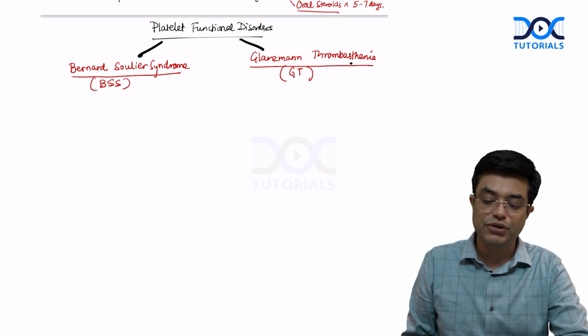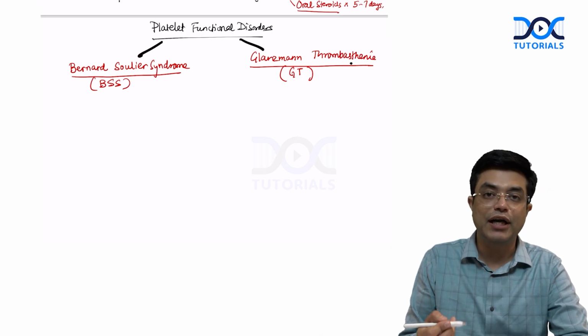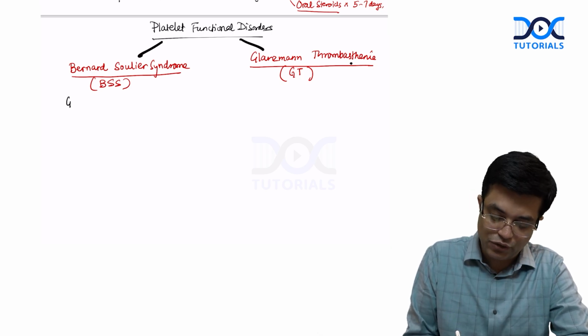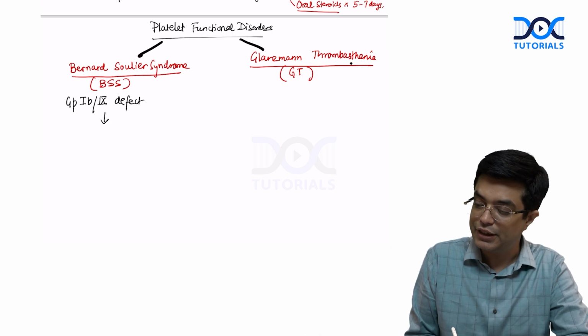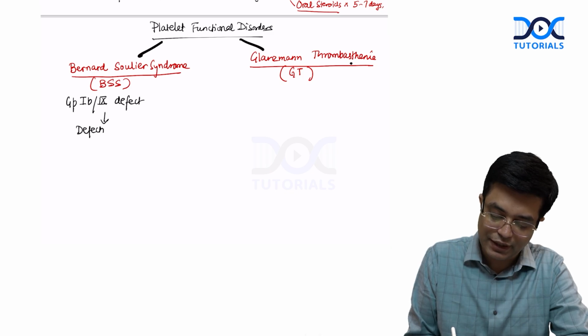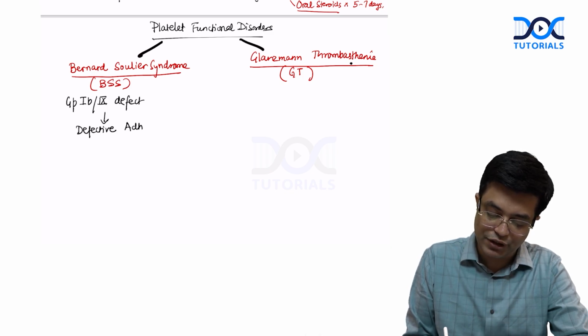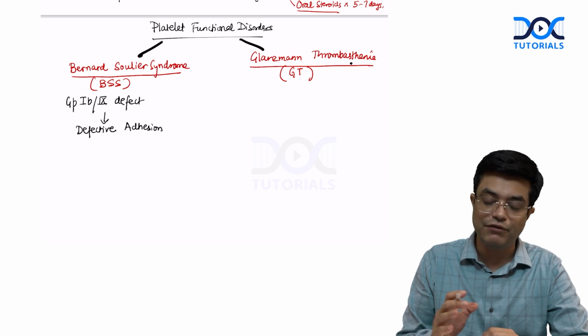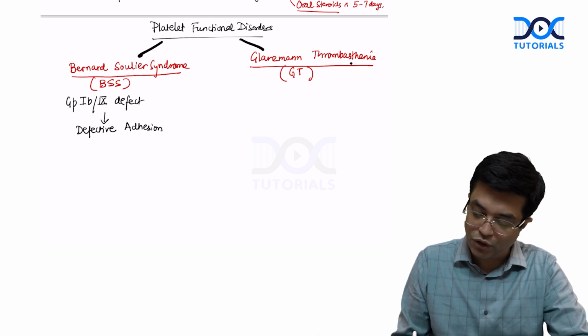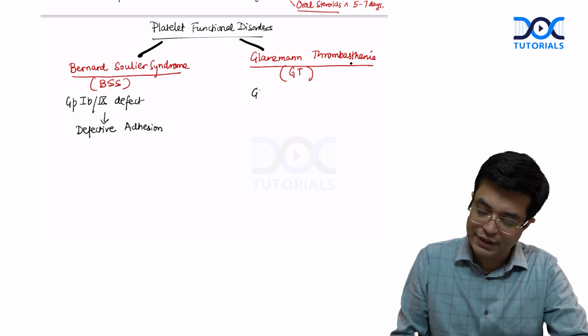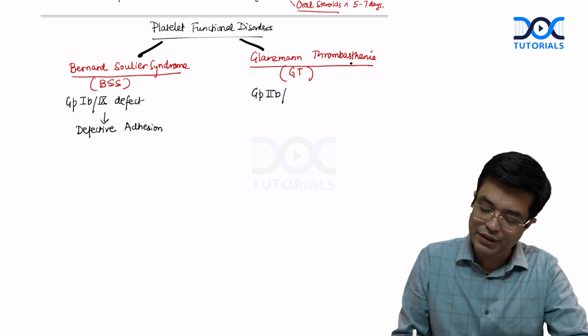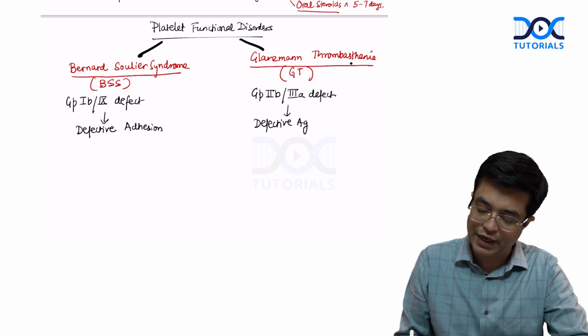Bernard-Soulier syndrome is a condition in which there is abnormality or absence of glycoprotein 1b9. So it is a glycoprotein 1b9 defect, because of which there is defective platelet adhesion. So adhesion is found to be defective in these patients. Whereas in Glanzmann thrombasthenia, there is a defect in glycoprotein 2b3a. And because of this, there is a difficulty in platelet aggregation. So there is defective aggregation.